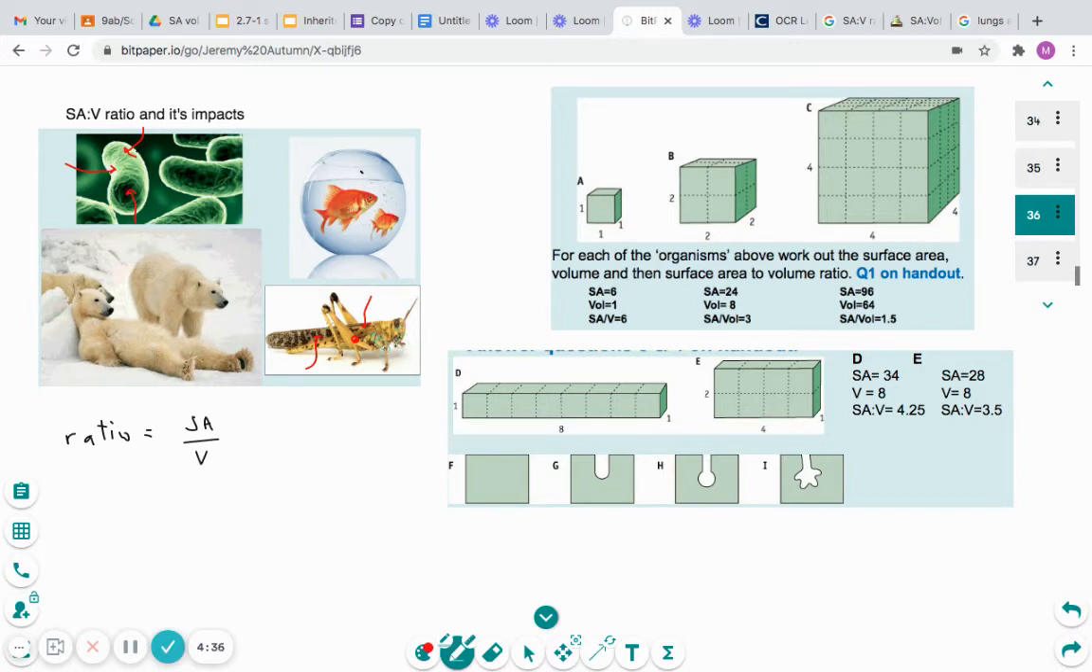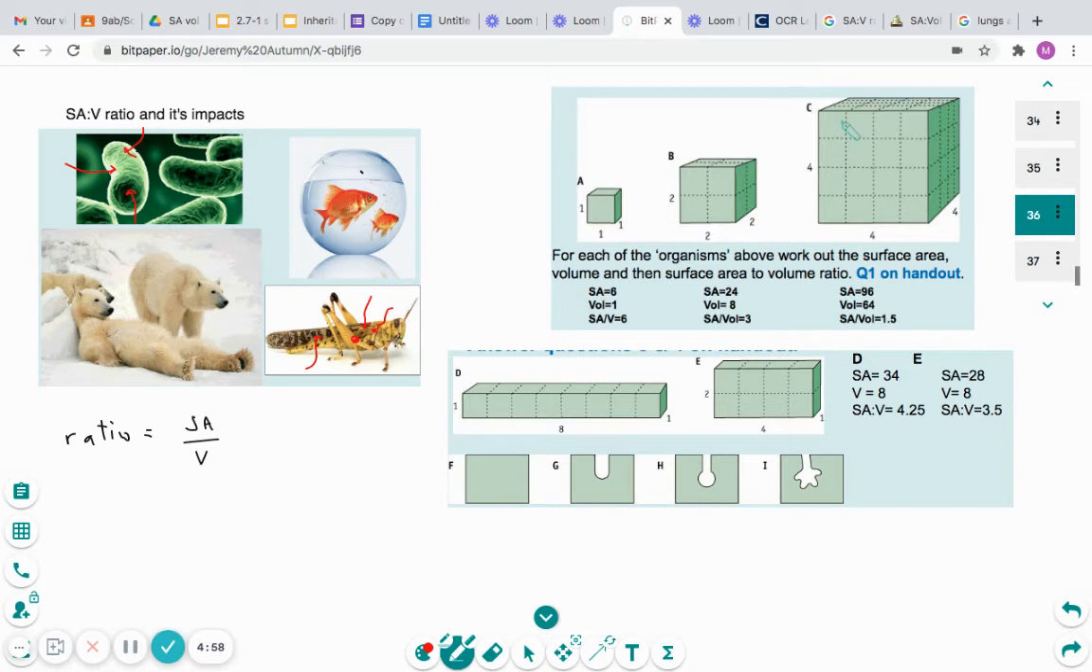If the cells in the center were to rely on oxygen that diffused all the way through, then by the time the oxygen got there, it would have been used up anyway. So there has to be a way to try and get the oxygen into every cell in the body. So we look at these cubes. As they get bigger and bigger and bigger, the surface area to volume ratio gets smaller.